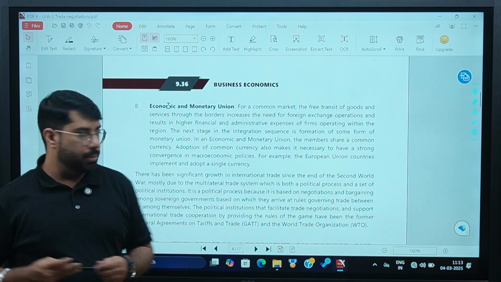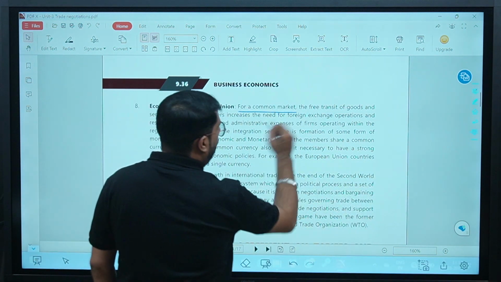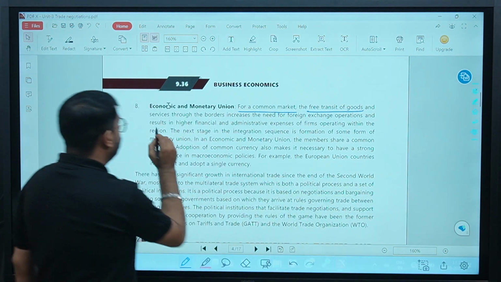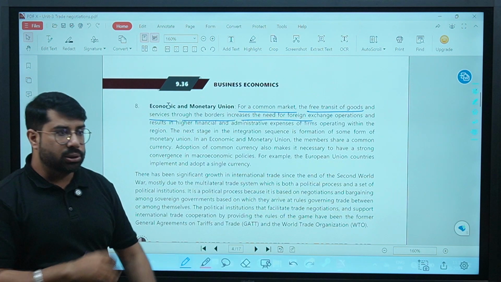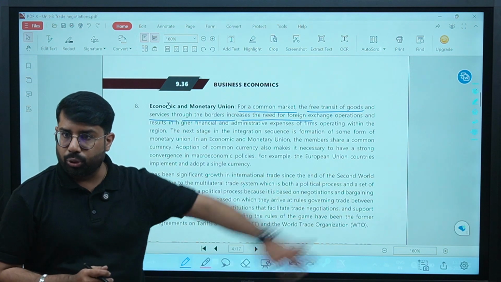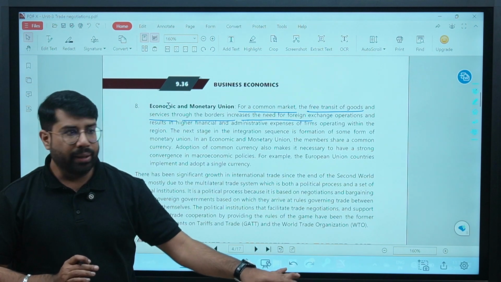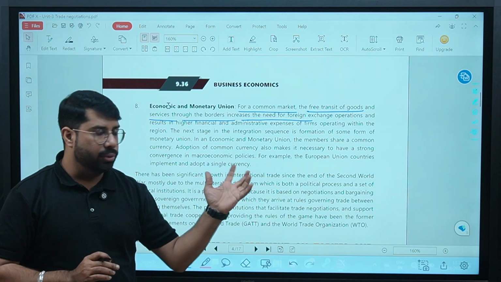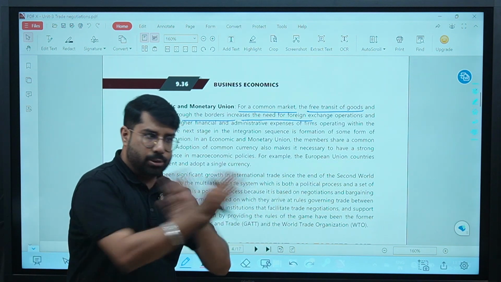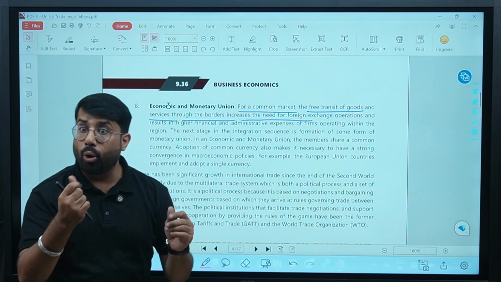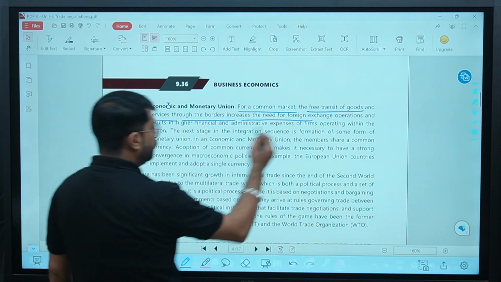Let us read once. E and MU says, for a common market, the free transit of goods and services through the borders increases the need for foreign exchange. Now since there is no restriction on the transaction of the goods in common market, free flow, right? Yes or no? Yes, sir. In that case, what happens? Since there is no tariff, there is no quota, it is a free flow. The number of times you transact, it means you need more foreign exchange.